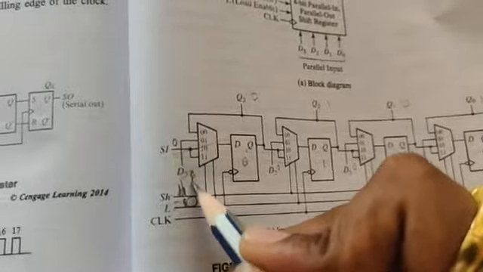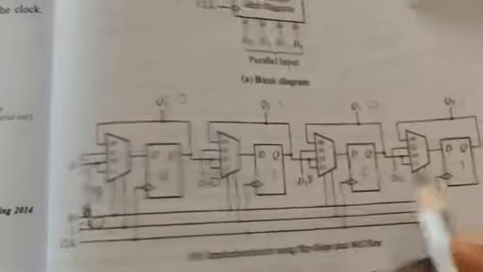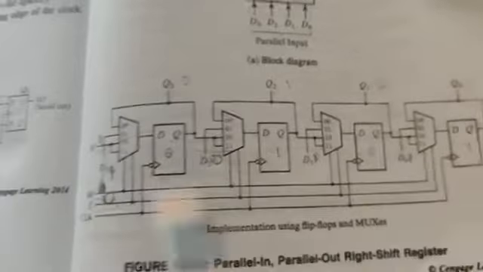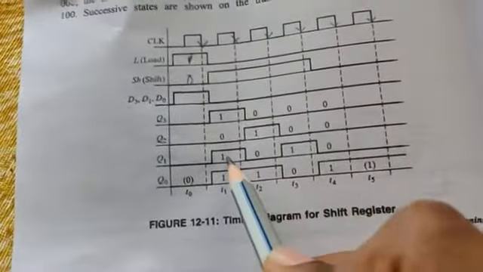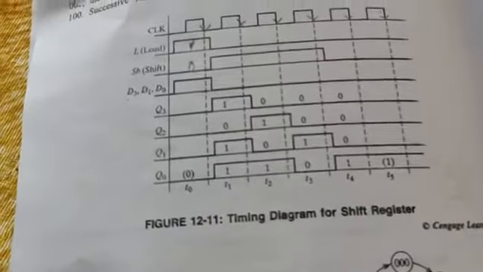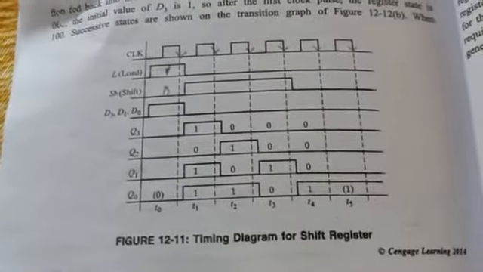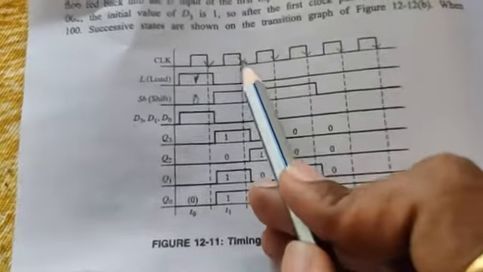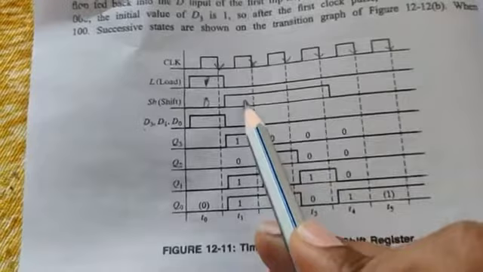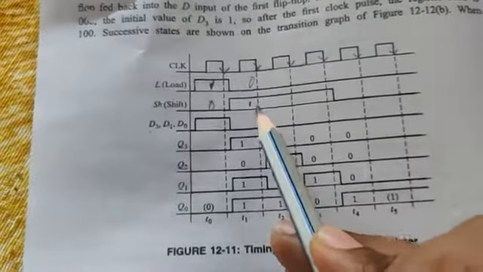Let me assume D3 contains 1, D2 contains 0, D1 contains 1, and D0 contains 1. So this 1, 0, 1, 1 will be loaded to these flip-flops. That is what they are doing here. So now Q3 is 1, Q2 is 0, Q1 is 1, and Q0 is 1. The data is loaded directly from D3, D2, D1, D0 when load is high and shift is 0 at the falling edge. Next, look at the next falling edge: shift is high, load is 0.